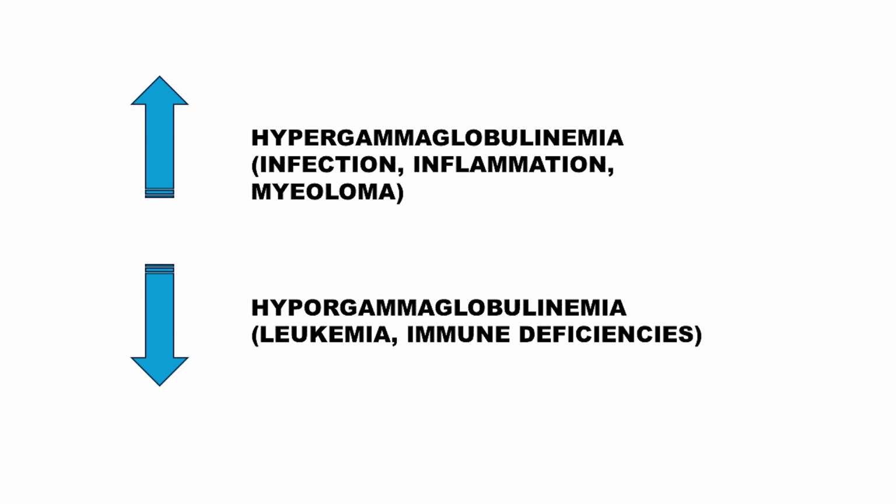High levels, hypergammaglobulinemia, can be polyclonal, such as infection, chronic inflammation, or liver diseases, or even monoclonal, such as multiple myeloma. Low levels, hypogammaglobulinemia, often suggest underproduction, potentially due to leukemia or genetic immune deficiencies.